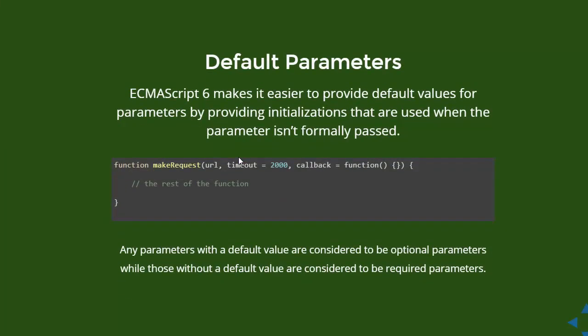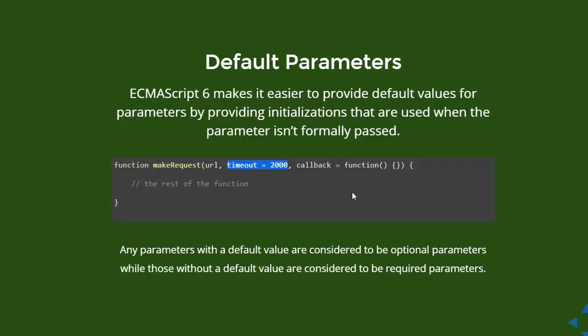Here we talked about the default parameter. ES6 makes it easier to provide a default value to a parameter by initializing the value while passing it inside the function. So, a basic example: you do not need to pass the timeout value every time. It will take the default value as 2000. Okay, so this is just a benefit of initializing the parameters. If they are not passed while calling the function, they will get initialized with their default values.